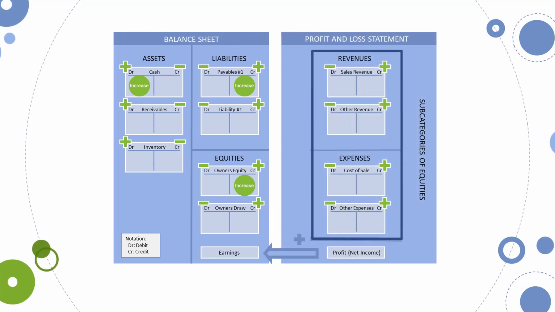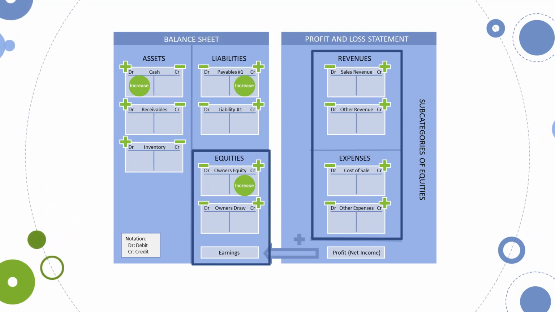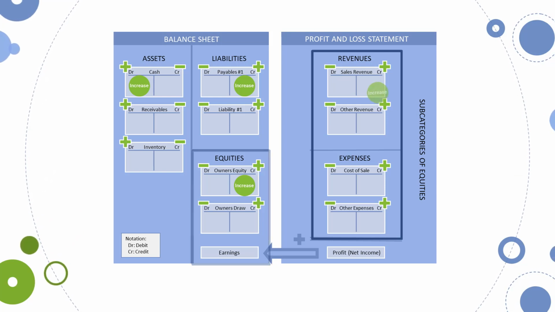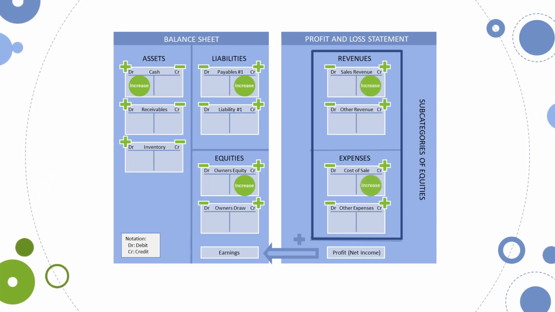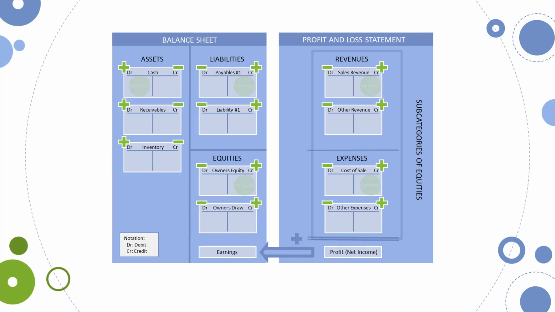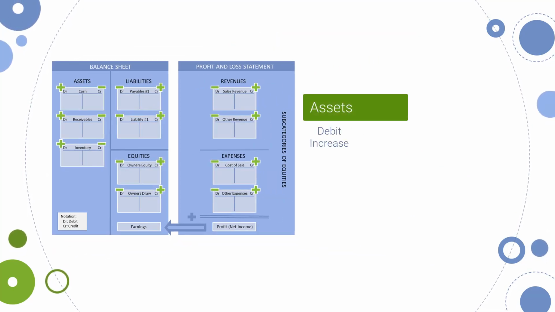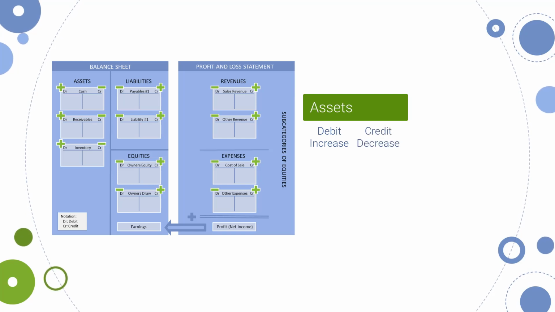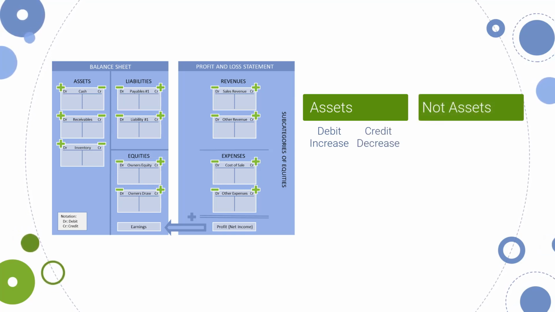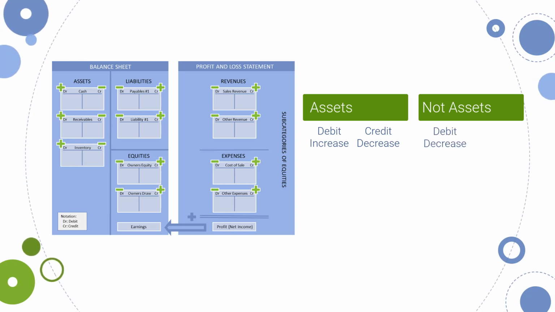Revenues and expenses are on the profit and loss report. These are subcategories of equity. Because of this, they behave the same way as the equity on the right side of the balance sheet. So the numbers in the credit column on the right side show an increase. Again, in the case of the assets, the debit side means increase, and the credit side means decrease for you. Conversely, in the case of other non-asset accounts, the debit is the decrease, and the credit is the increase.